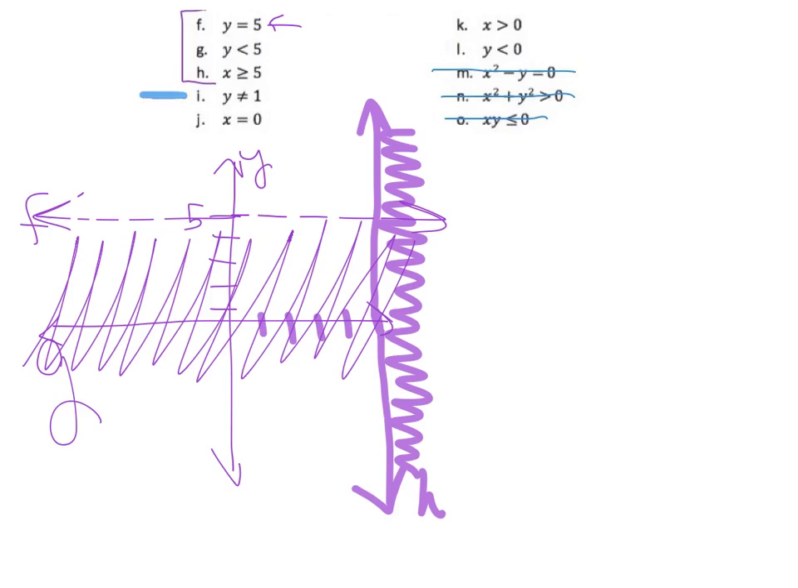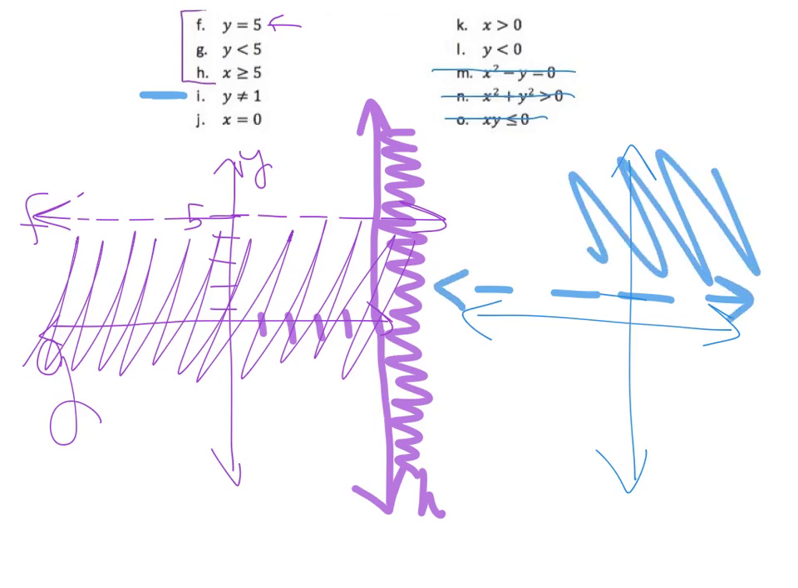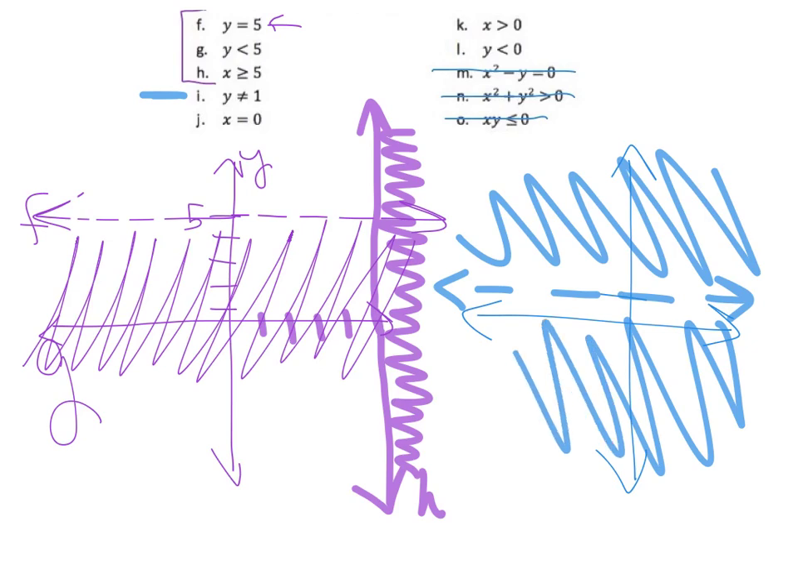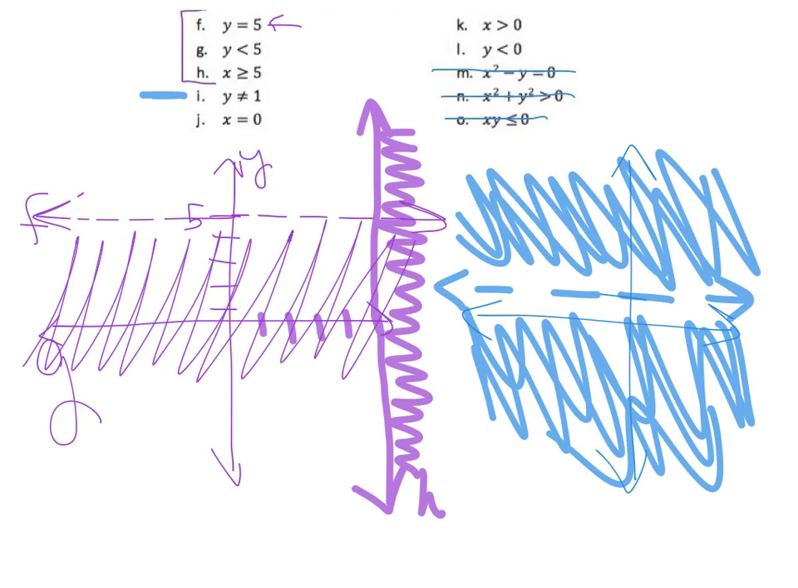Let's switch to blue. I'm working on I. Here I have y is not equal to 1. So I'm actually going to make that a dashed line. Y is not equal to 1. And I'm going to shade everything else because the entire graph minus that dashed line at y equals 1 is part of the solution set. And I need some more space, so I'm going to get another page.